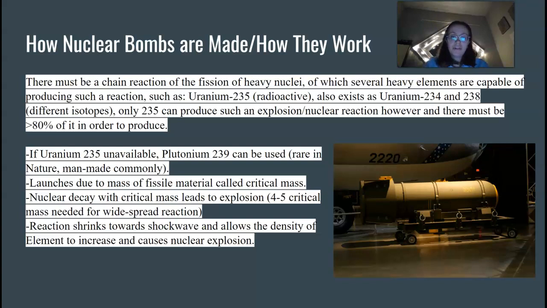It launches due to the mass of fissile material, which is actually called critical mass. And when this mass reaches a nuclear decay reaction, it is then formed with release of energy. But only one critical mass is not enough to produce such a wide-scale reaction. Around 4 to 5 critical masses is what it takes to set off a large explosion. To put it into perspective, like a ball that explodes, the middle of the ball shrinks towards the center of the shockwave to then allow the density of the uranium or plutonium inside to increase, which is then what causes that nuclear explosion.